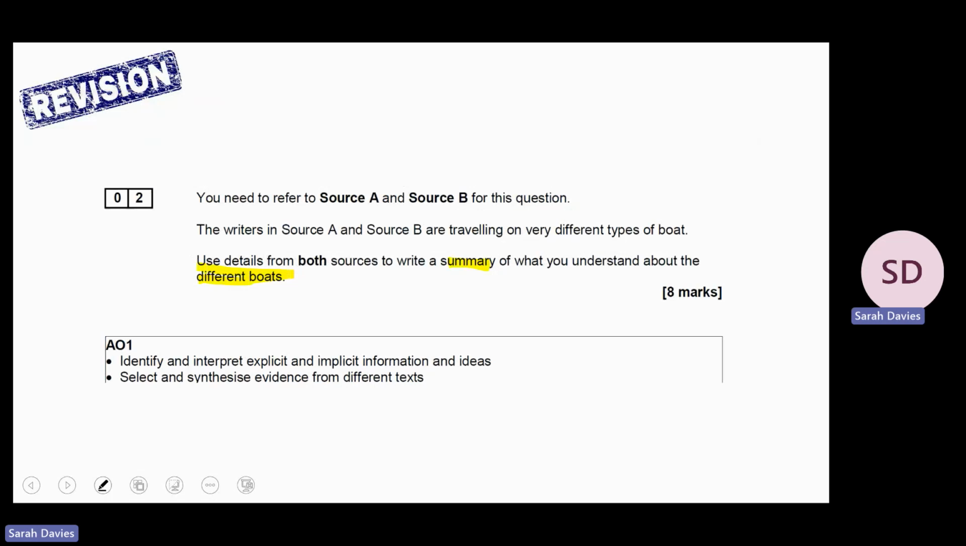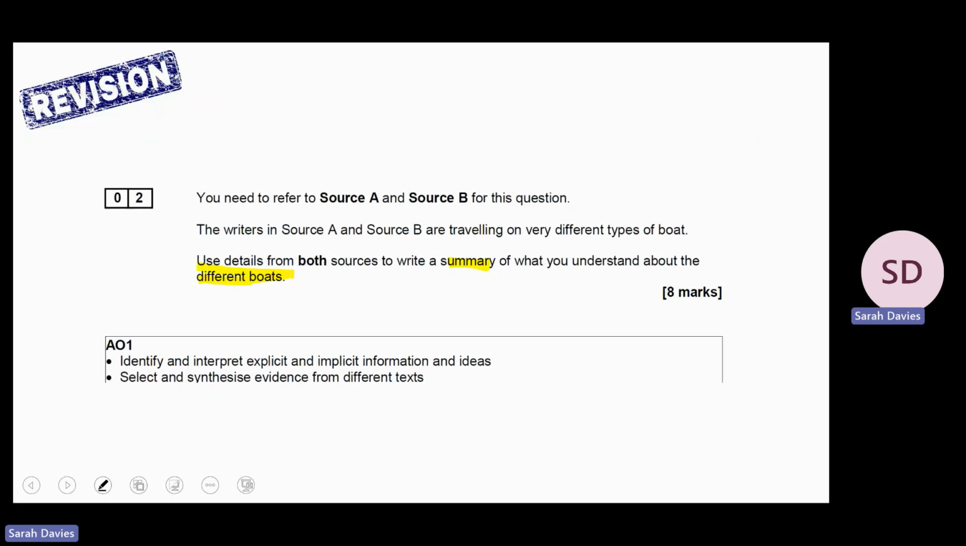Also, pay particular attention to the focus point. In this case, it's asking about the different boats, not the characters, not the people involved, not the writers, not the locations, but the boats themselves. And that's in any circumstance. It's so important to understand what your focus point is, because the moment that you go away from that is the moment that you stop answering the question.